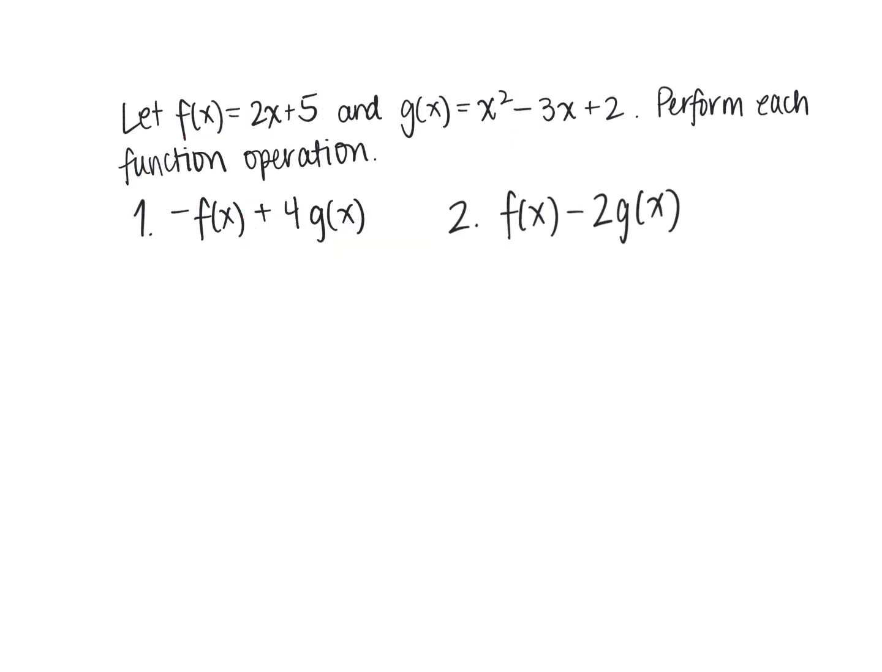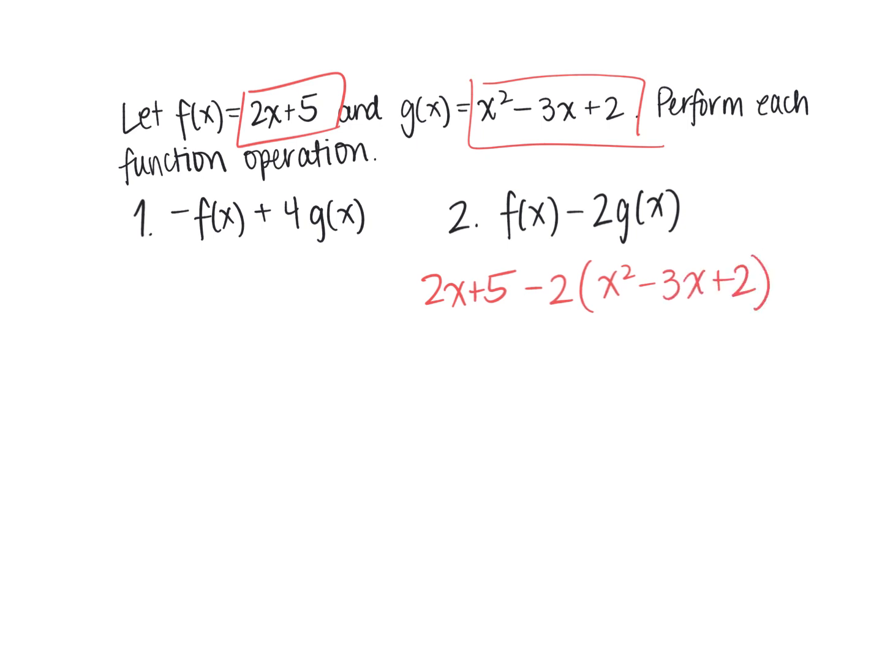The next problem says f of x minus 2 times g of x. So I'm going to write that as f of x, which is 2x plus 5, minus 2 times this expression. So I'm going to put that in parentheses, x squared minus 3x plus 2. Okay, and then I'm going to bring down the 2x plus 5, and then I'm going to subtract off 2 of the x squareds, 2 of the negative 3x's, and 2 of the 2's. Okay, I need this 2 to basically distribute to all 3 terms, because I'm not just subtracting 2 times x squared, I'm subtracting 2 times all of it. So minus 2x squared. Negative 2 times negative 3 is positive 6x. And negative 2 times 2 is negative 4.